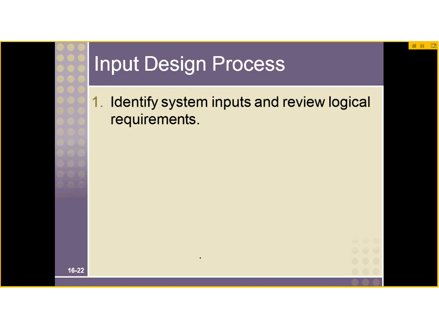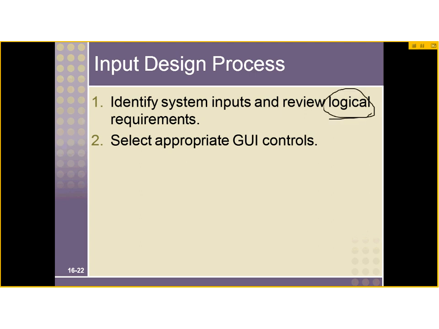The input design process is simple. We identify system inputs and review their logical requirements. We select appropriate GUI controls for each field that we have identified in the logical requirement in the form of logical data structure. We'll talk about it later. So for each field, we identify the most appropriate GUI controls. This is the most important step, right?